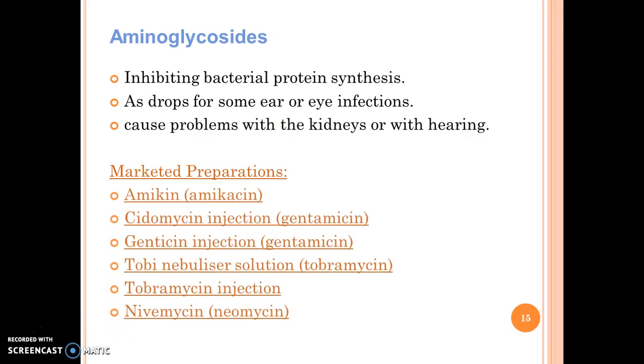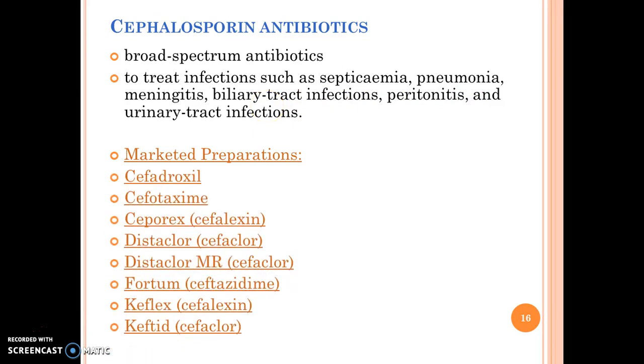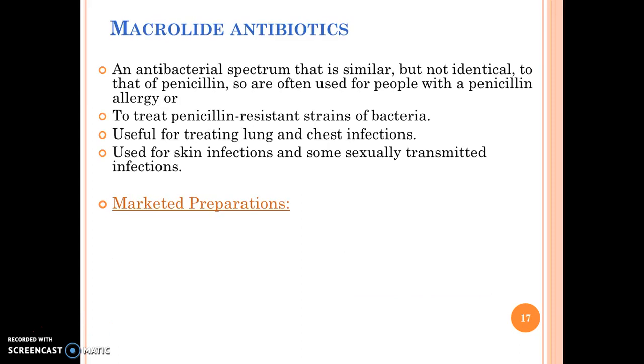And these are the marketed preparations of aminoglycosides. The next one is cephalosporin antibiotics. These are broad spectrum antibiotics to treat infections such as septicemia, pneumonia, meningitis, biliary tract infections, peritonitis, and urinary tract infections. And these are the marketed preparations of cephalosporins.